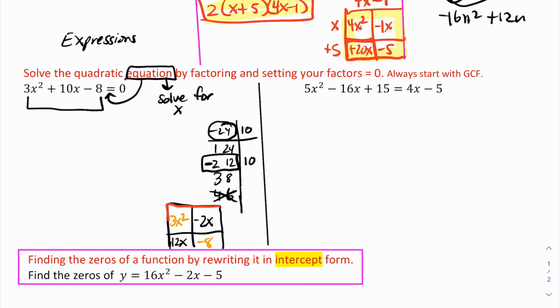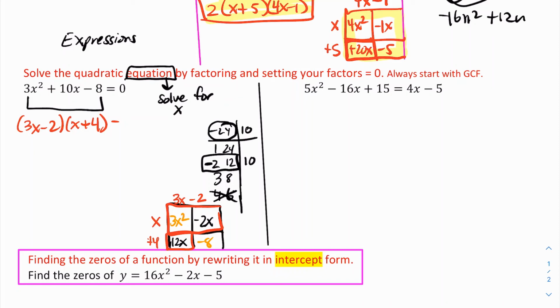The top two have an x in common. That leaves me with 3x minus 2. And then 3x times what gives me 12x? That would be a plus 4. So this is 3x minus 2 and x plus 4 equals 0. Don't forget, you still have an equal sign here. Okay, the equal sign needs to remain in your problem the whole way through.